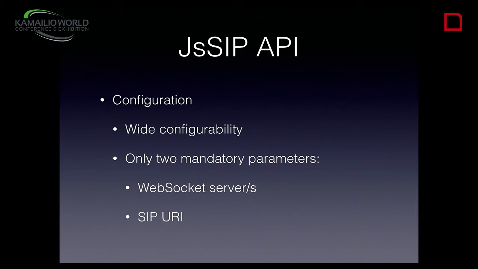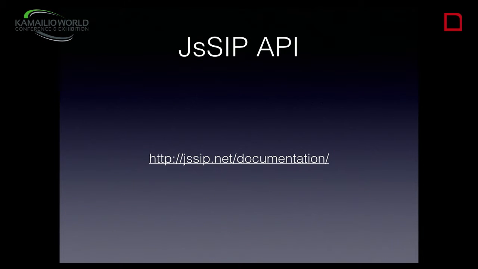Configuration-wise, there's quite wide configurability, not that much. I will say there are no more than 20 configuration parameters. We don't find there is a need to have more parameters, and there are only two mandatory parameters, which are the WebSocket server and SIP URI. You don't even have to set any password. With these two parameters, you can create a user agent and start using JsSIP. And for further information, please check the documentation.